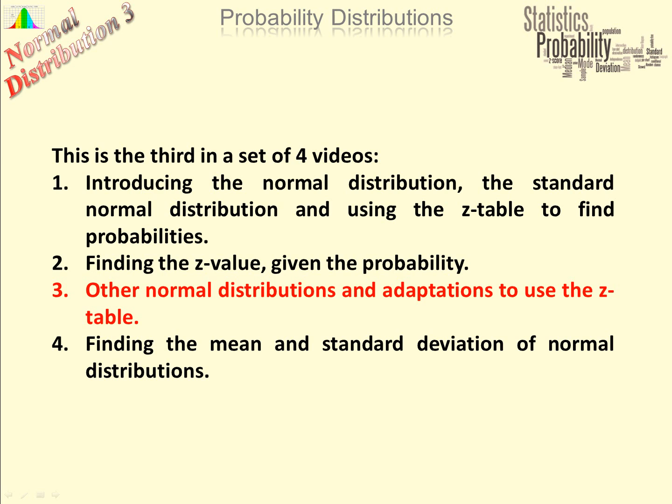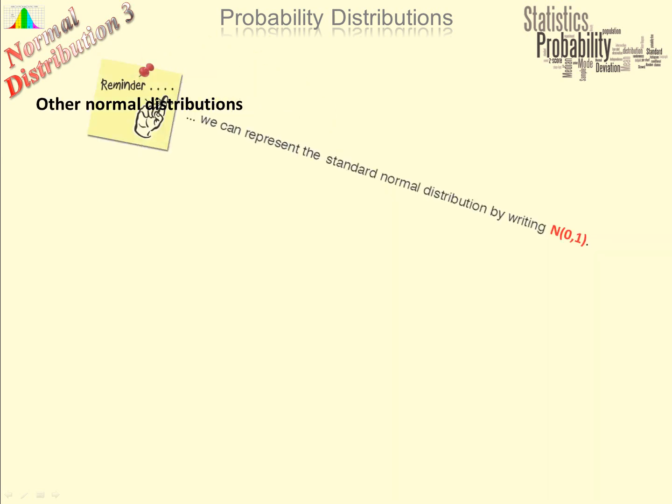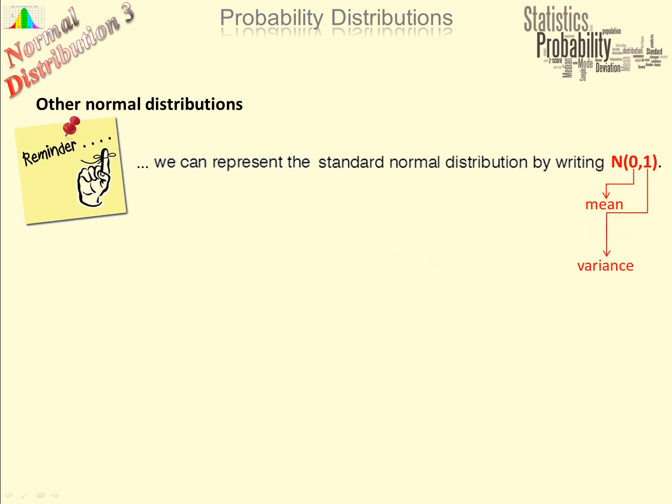The first 2 were involved with the standard normal distribution. Now we're going away from the standard normal distribution but still using the Z table. So, reminder that we can represent the standard normal distribution by writing N(0, 1), where 0 is the mean and 1 is the variance of the standard normal distribution. The area under the standard normal distribution is 1.